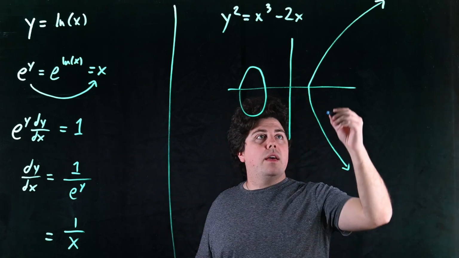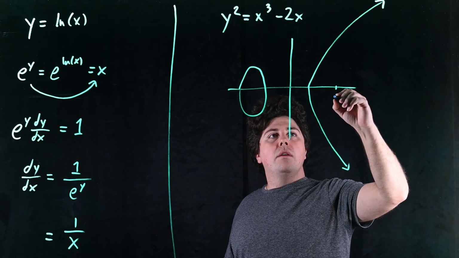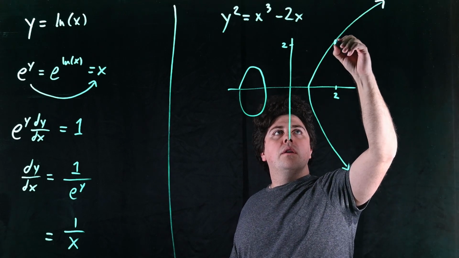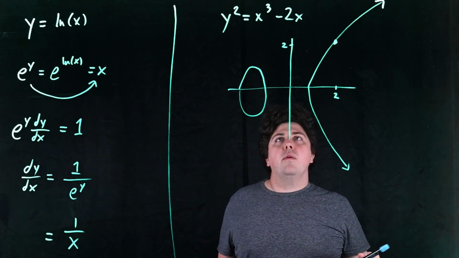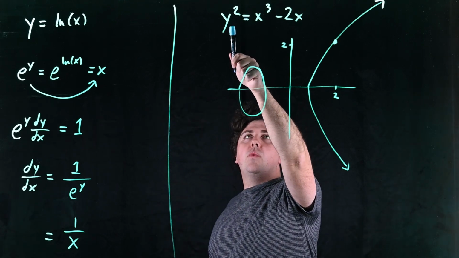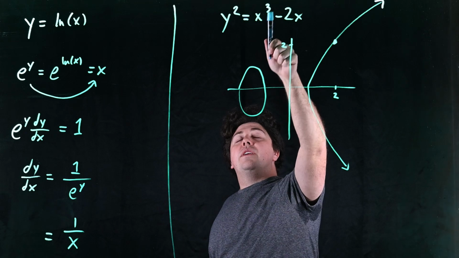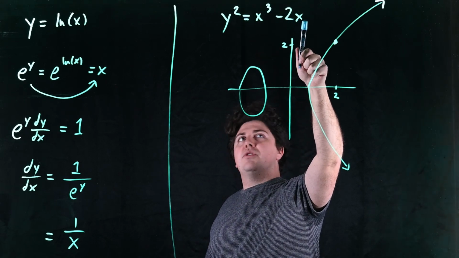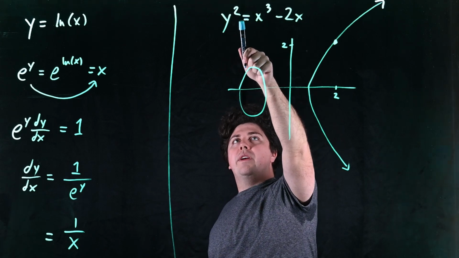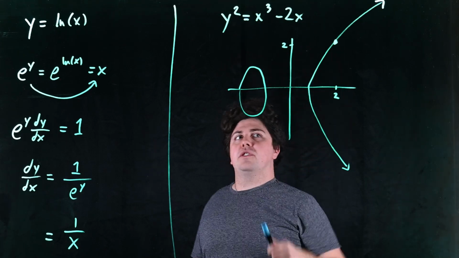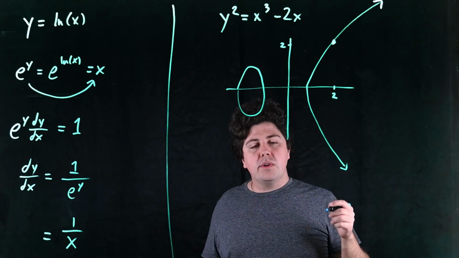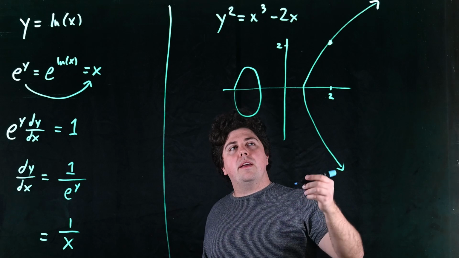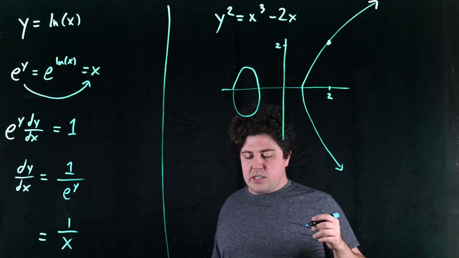And one could ask, well, you can quickly check the point (2, 2) is on this curve. Why? Well, because if you take 2 squared, that's going to give you 4. If you take 2 cubed, that's going to give you 8, and 2 times 2 is going to be 4, so yes, 4 is equal to 8 minus 4, which is 4. So we're good. (2, 2) is a point on the curve. Let's find out what the slope of the tangent line is at this point.